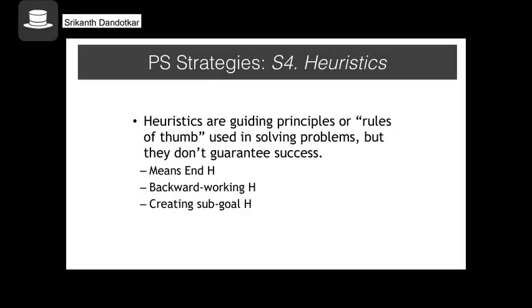So heuristics are these guiding principles, these rules of thumb, and there are different kinds of heuristics. Again, heuristics are those strategies, those principles, those rules of thumb that increase your chance of finding an answer, but that doesn't guarantee you, and it actually reduces the time you spend on the problem. The three different heuristics that are well studied are the means-end heuristic, backward working heuristic, and creating subgoal heuristic. Remember, we're talking about the last strategy, heuristics, and three different kinds of heuristics.